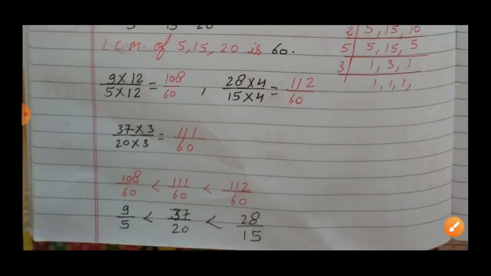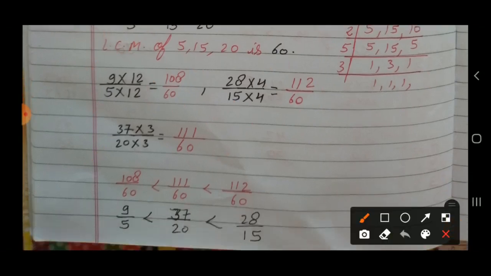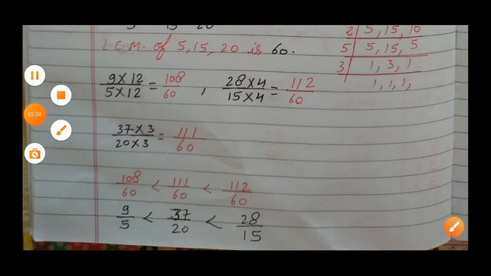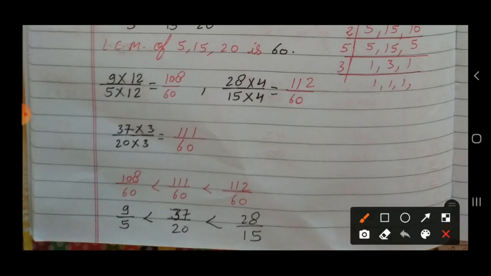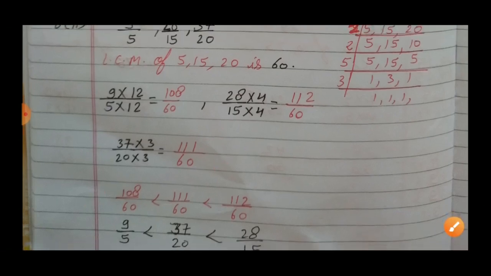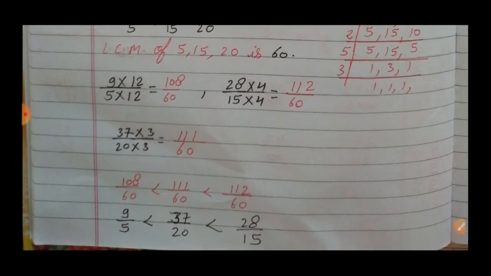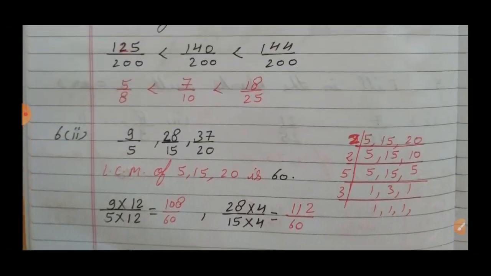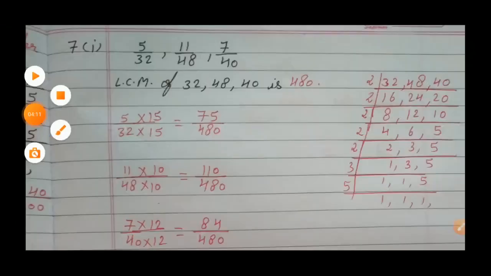Ascending order means first we have to write the smallest, and we will check this with the numerators. Smallest is here 108 upon 60. After this 111 upon 60, then 112 upon 60, and this is your original form: 9 upon 5, 37 upon 20, 28 upon 50. Student, like this try the third and fourth yourself.